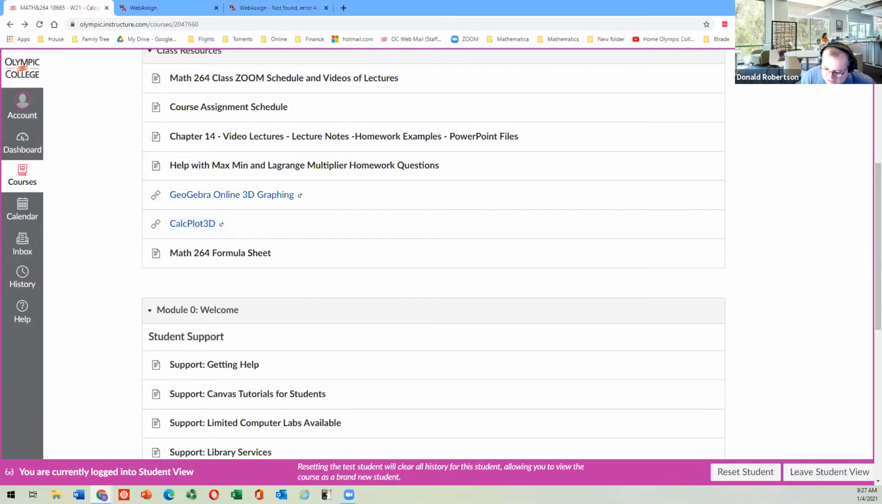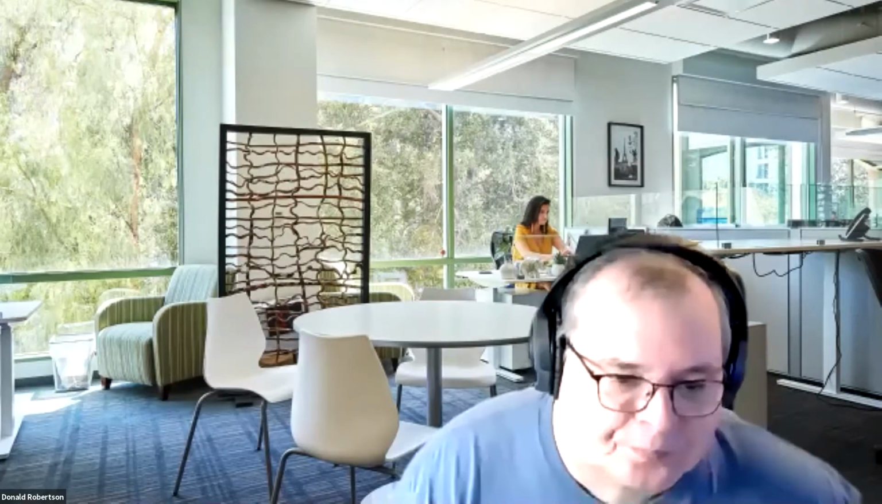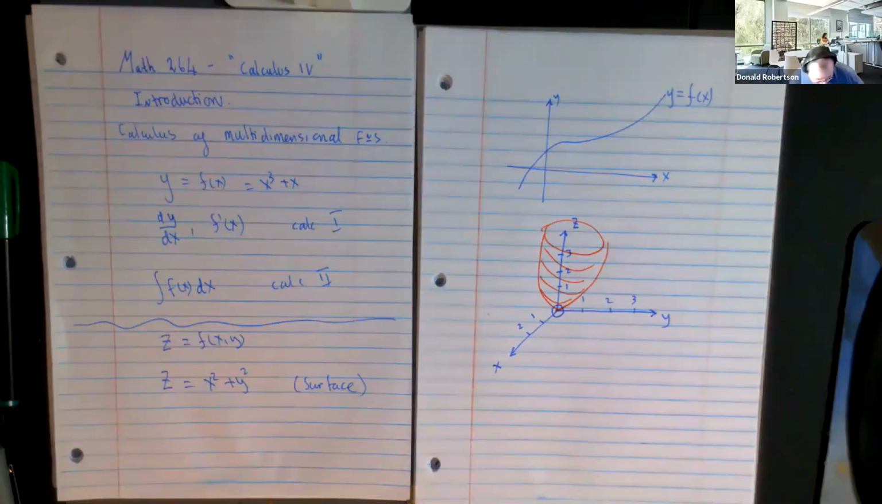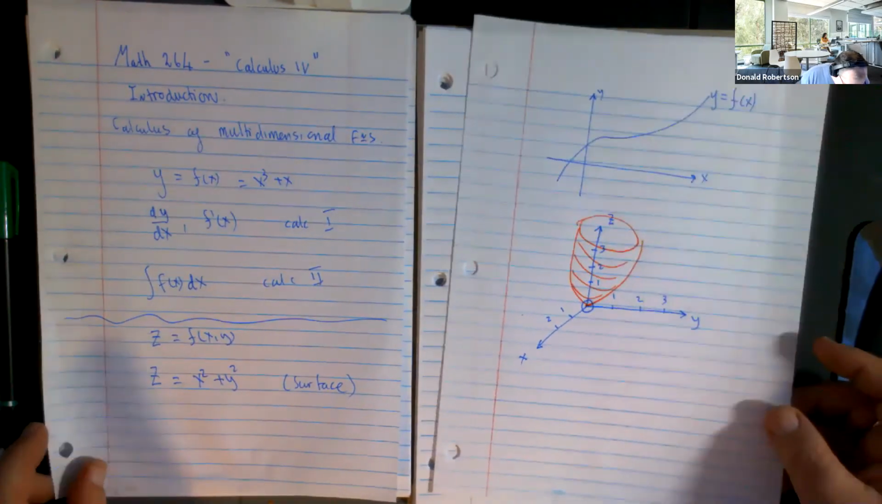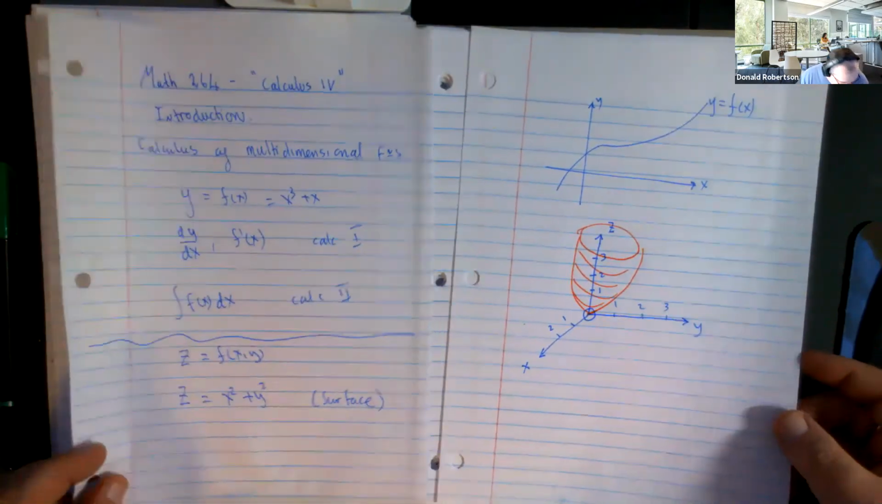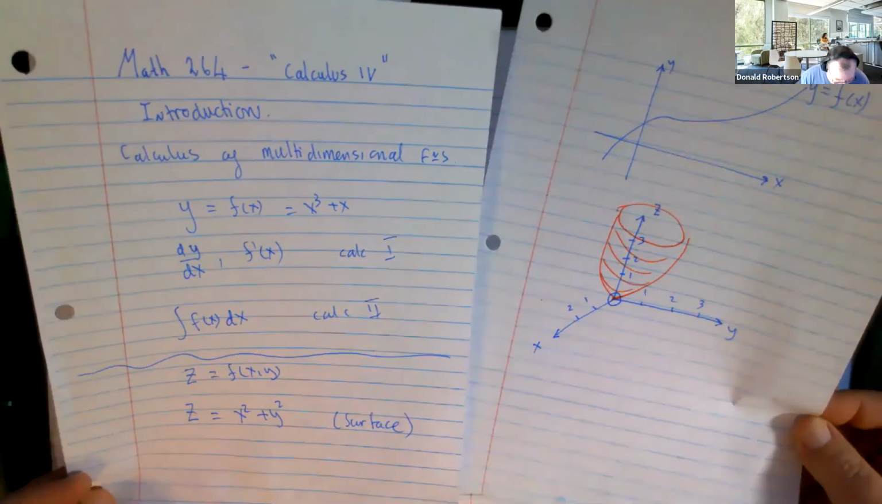Right, let's return back to our intro. So, Calc 4 is basically finding derivatives and integrals of multidimensional functions and then finding uses, you know, what can I do with it once we've done that? So let's get right into it and do an overlap.